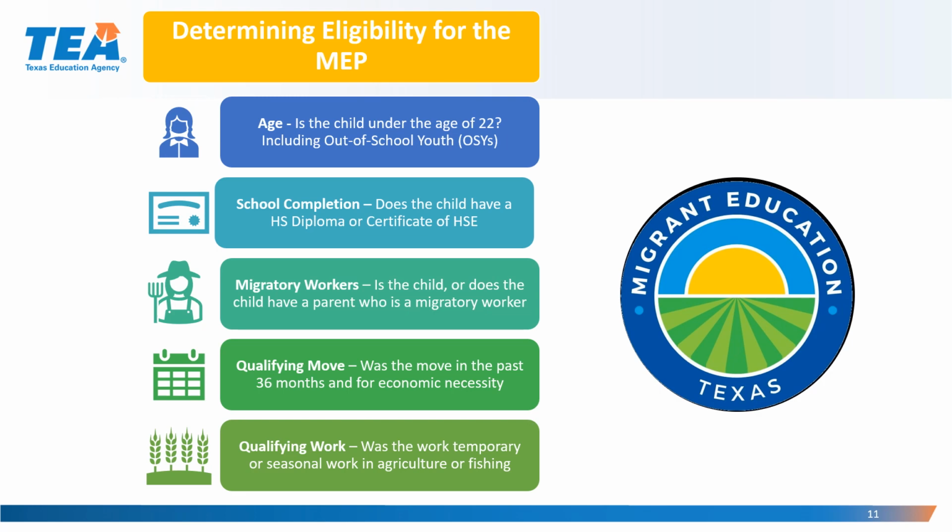Did the family move due to economic necessity? This is a key question because the purpose of the program is to serve the children of migratory agricultural workers and fishermen. What is the qualifying seasonal employment or temporary employment in agriculture or fishing work?